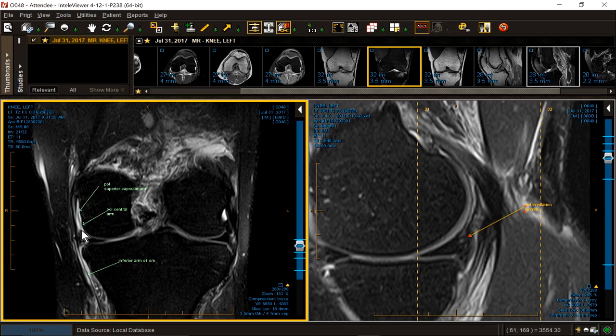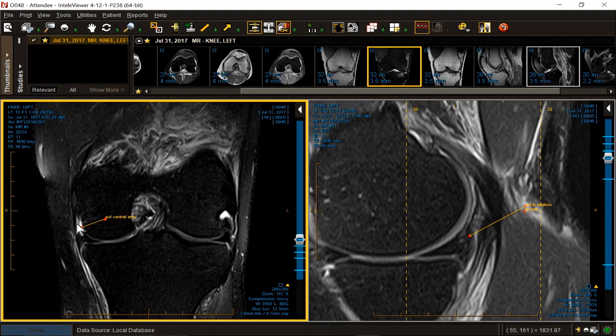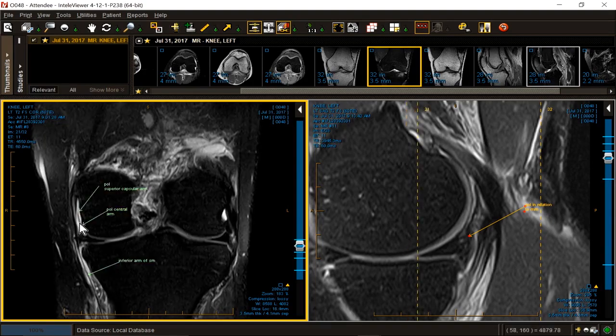The central arm is going to continue around back. This structure is continuous with this structure, which is also part of the POL. So this is POL, this is POL, that's POL, and that is POL. And I have the individual segments of it labeled for you.